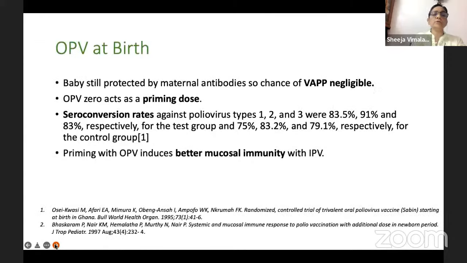So the first one, why is OPV at birth? Remember, when you're giving OPV at birth, the baby is still protected by the maternal antibody, so the chance of getting VAPP is negligible. Most importantly, this is a very important priming dose, because it has been shown that when you give OPV and subsequently follow it up with either OPV or IPV, the seroconversion rates are higher. And even when you use only IPV for subsequent schedules, if you have primed with an OPV, there is better mucosal immunity. So these are the 3 reasons why OPV is still recommended by IAP at birth.